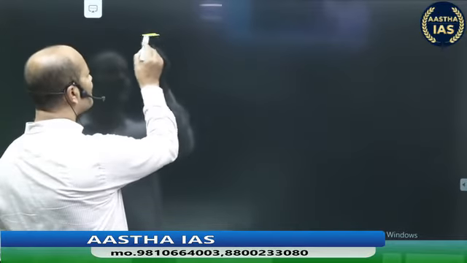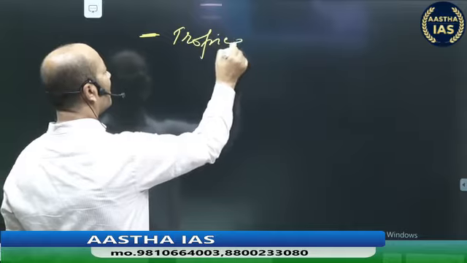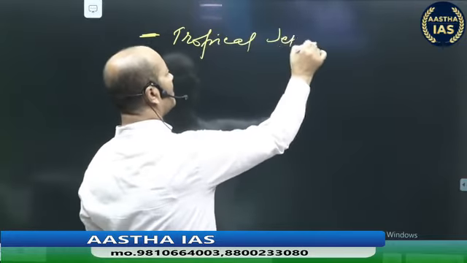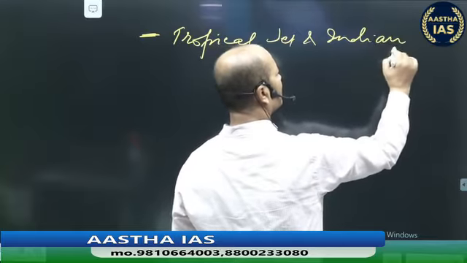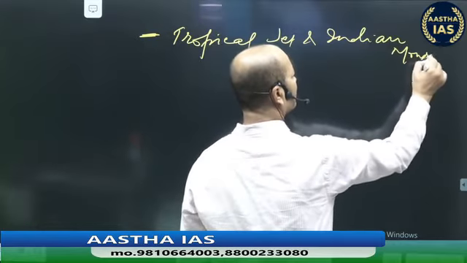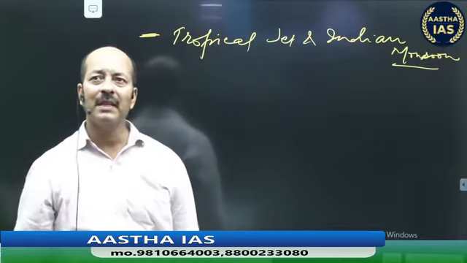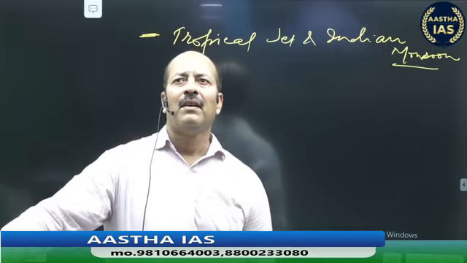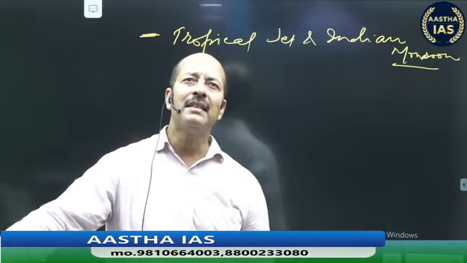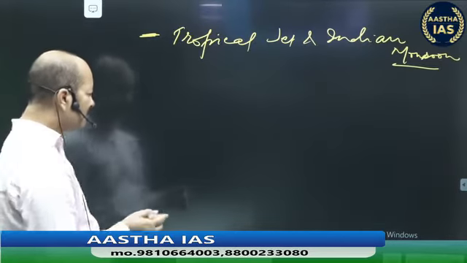Now come to write: tropical jet and Indian monsoon. You write tropical jet and Indian monsoon as a heading. You draw the map here.